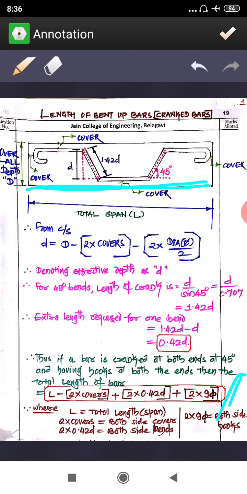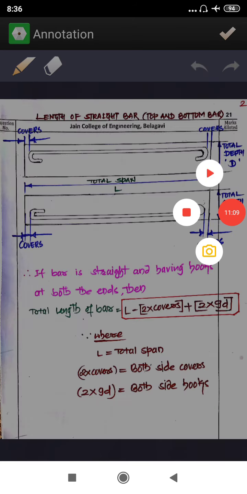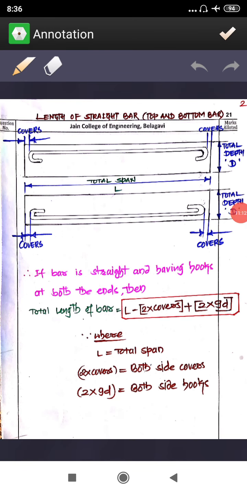Now we'll see how to determine the length of straight bar. Now if you see here, length of straight bar, it will be very easy. See what you have to do, you have to take total span minus this side cover minus this side cover, then you have to add two hooks, one hook this side and another hook this side. So it will be very easy. See, total length minus covers, then you have to add two hooks, so you'll be getting the total straight length.